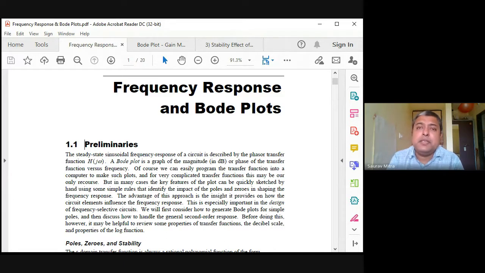Okay, so the Bode plot has some corner frequencies, and it will have gain margin, phase margin, and all those things we will find out from the Bode plot. So this document, whatever is there, it's a 20-page document. I will try to cover that thing.